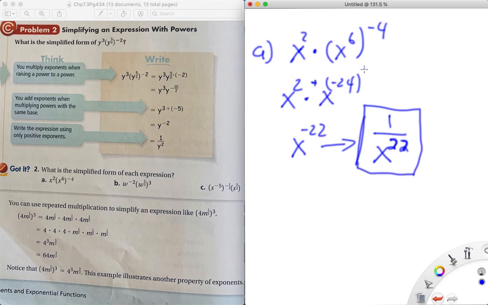So PEMDAS tells me to do the power first, or multiply first. So I multiply negative 4 times 6 to get negative 24. Then I can add the exponents because nothing is being raised to anything. Negative 24 plus 2 is negative 22. Then, since it's a negative exponent, I had to flip it down and put it in the denominator. Remember that once you put it in the denominator, the negative sign goes away, and I get 1 over x to the 22nd power.